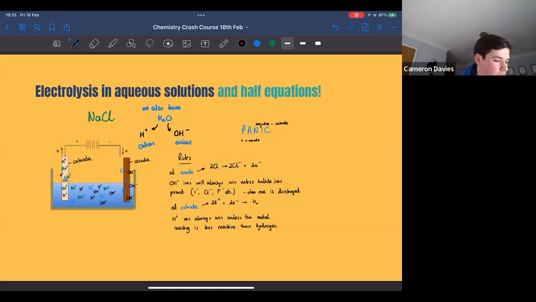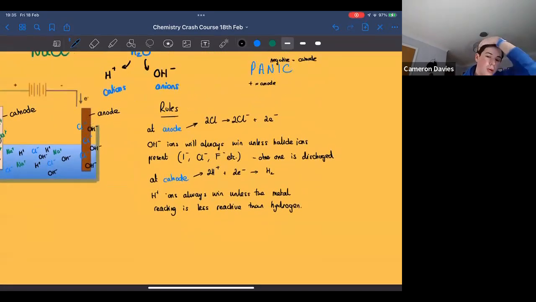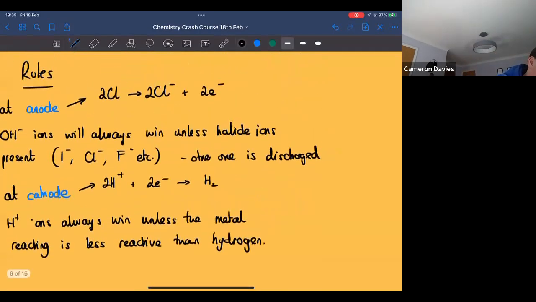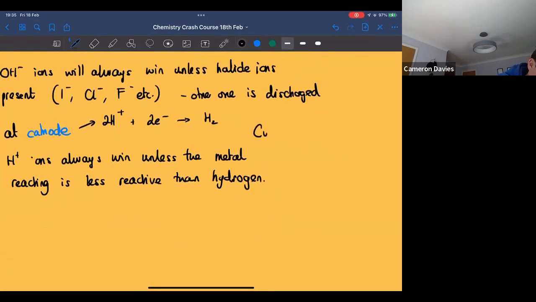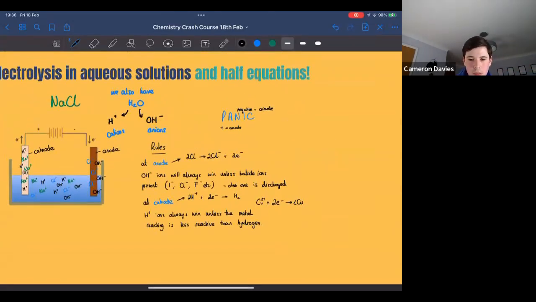With the question about a generic half equation, if the metal is less reactive, let's have a look at the reactivity series. You might produce copper, for example. So if we're looking at the cathode, Cu plus 1 electron gives you copper. Actually it's Cu2 plus, so you would have 2 electrons to make copper. With your question about sodium, because sodium wasn't less reactive than hydrogen, it was just discharged.